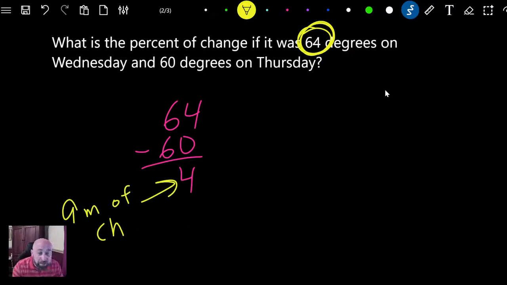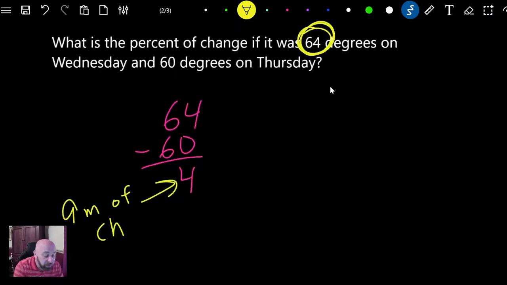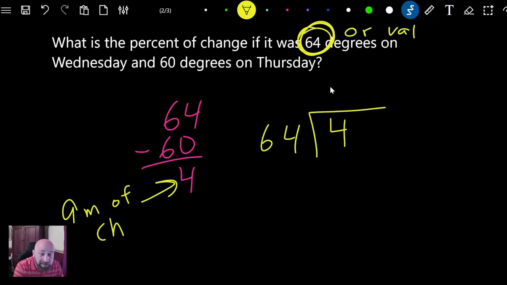Okay? The amount of change is 4. So we're going to divide, look what it says, divide the amount of change by the original value. What's the original value? The 64. And you say, I can't divide that. Yes, you can. Put a decimal, and add some zeros.